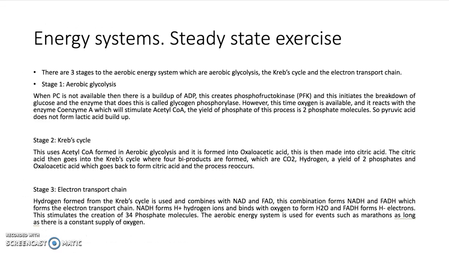Energy systems during steady state exercise. There are 3 stages to the aerobic energy system, which are aerobic glycolysis, the Krebs cycle, and the electron transport chain. Stage 1. Aerobic glycolysis. When PC is not available, there is a build-up in adenosine diphosphate. This creates phosphofructokinase, and this initiates a breakdown of glucose, and the enzyme that does this is called glycogen phosphorylase.